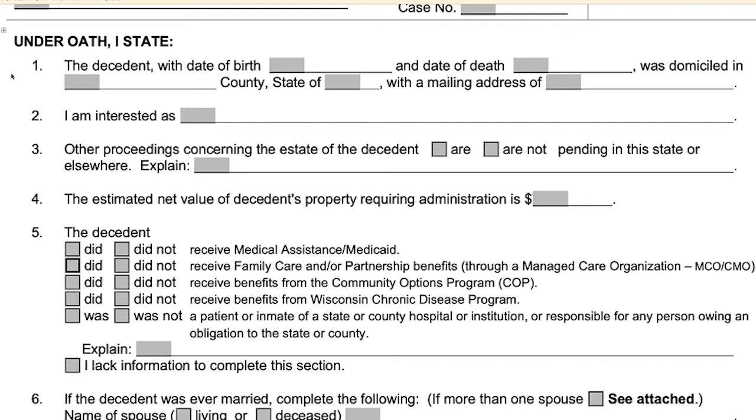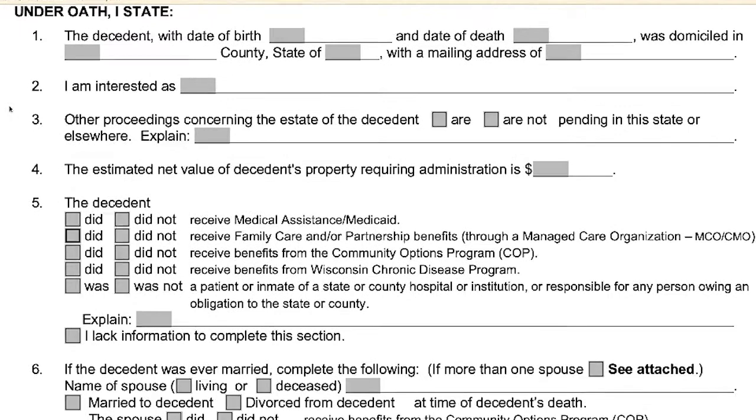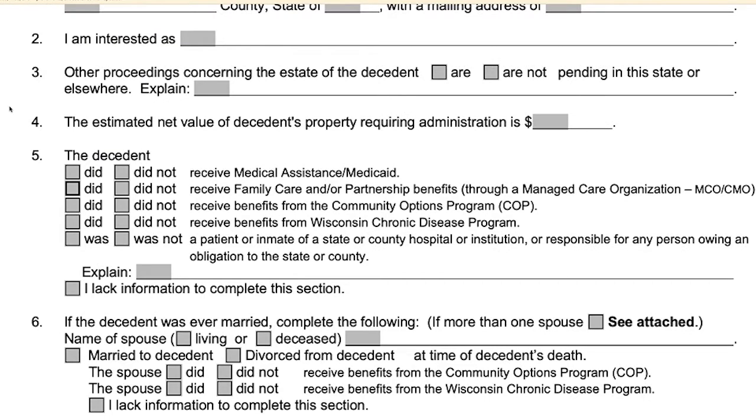We'll start with paragraph number 1, which just identifies the decedent. It asks for date of birth. It asks for date of death. It asks where the decedent lived, which could or might not be within the state of Wisconsin, and what their mailing address is. On line 2, you will list who you are and why you're interested. Whether you are a surviving spouse or child of the deceased, you need to state who you are and what your relationship is and why you're interested in it.